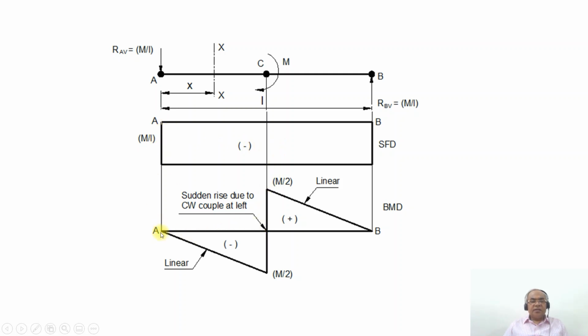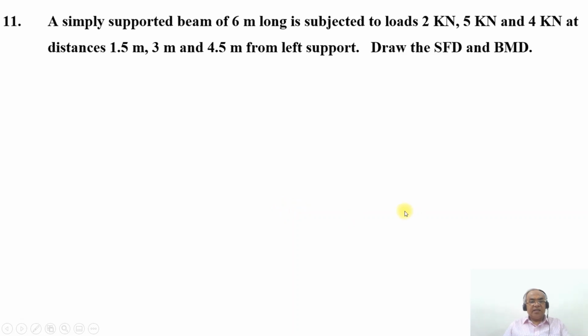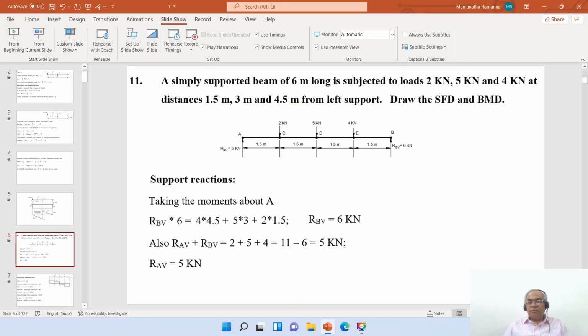Here, considering the sections, the bending moment at the point A is 0 and the bending moment at the point B is equal to 0, and at the point C the value suddenly rises from minus M by 2 to plus M by 2, because of the clockwise couple at that point. So this is how you will be able to analyze and solve this problem. Thank you.